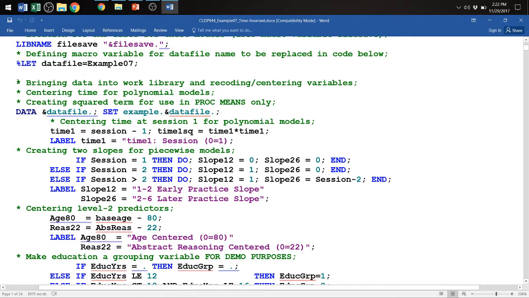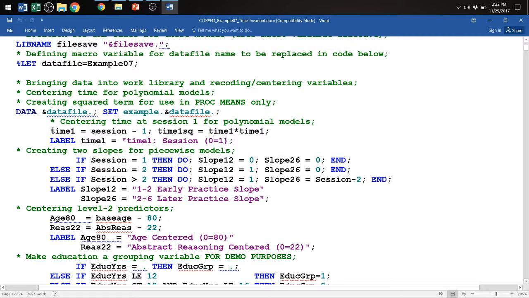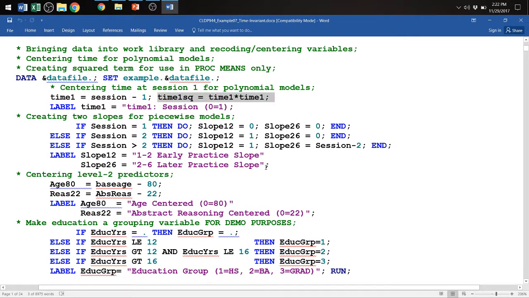So this part of the code here on the first page is just reiterating what we already did. We're building our time variables. So for the quadratic models, I'm creating time as session minus 1 here. Time 1 is session minus 1. I created a squared term for use in something else. And here is how I created my piecewise slopes. Change between time 1 and 2, and then from 2 to 6.